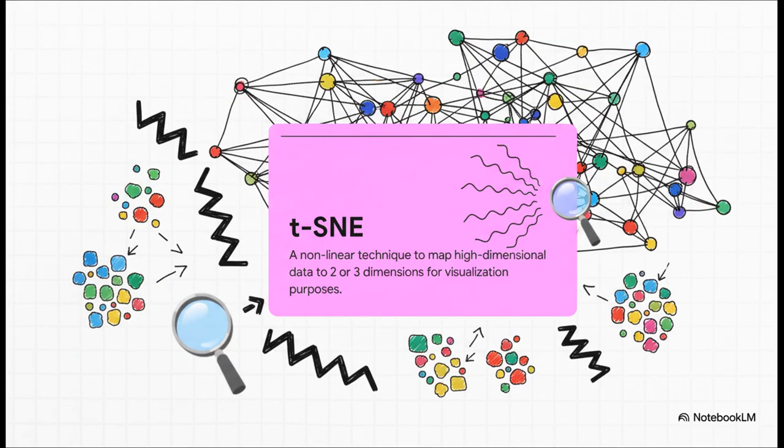Now that name is a mouthful, but think of it like a magic lens for your data. It's a really smart technique that takes high-dimensional data and flattens it down, all while working really hard to keep points that were close together in 50 dimensions close together on our 2D plot. It is designed specifically to make clusters pop out so you can see them.